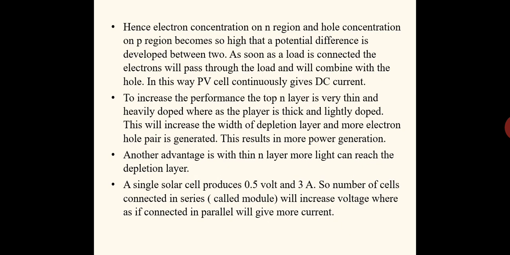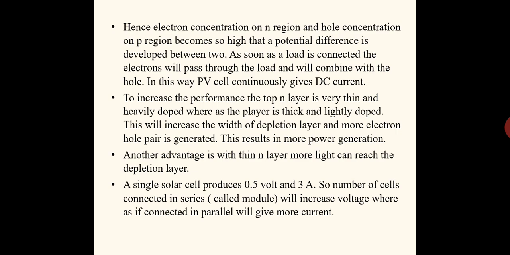Hence the electron concentration in the n region and the hole concentration in the p region become so high that a potential difference is developed between the two. As soon as a load is connected, the electrons will pass through the load and combine with the holes. In this way, the PV cell continuously gives DC current.